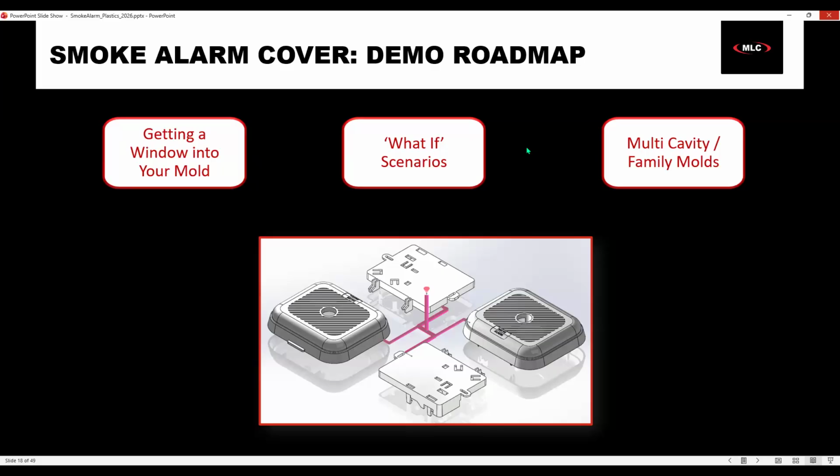And then the second section, we're going to talk about what if scenarios. So this is what if I change the material? What if I change the gate location? I can go through iterations to narrow down what we consider the optimum before we even run anything through a plastic injection molding machine. And then we'll take a look at the multi-cavity and family molds there at the end.